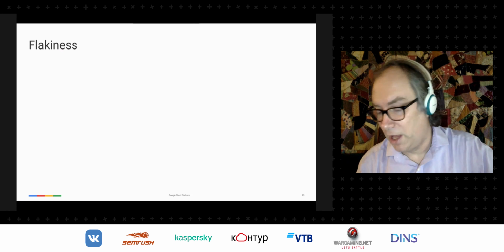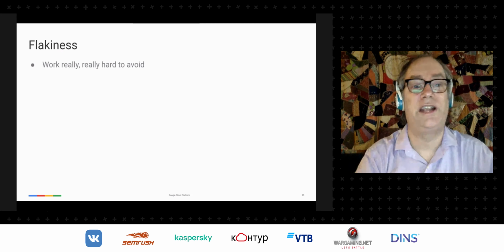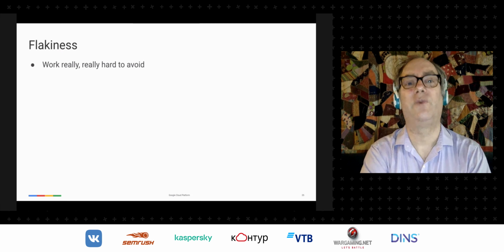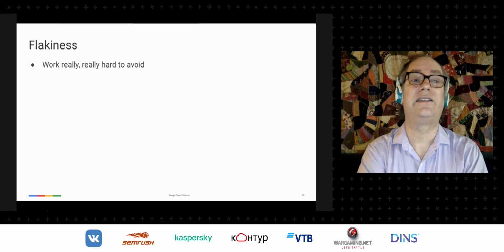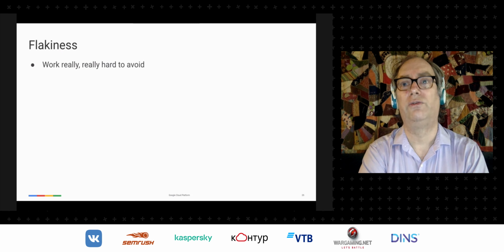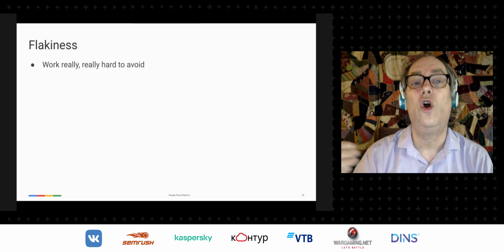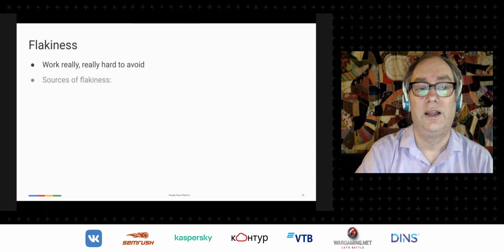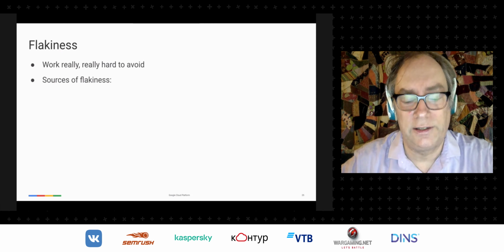Okay, flakiness. This is a big one. This is something you have to watch out for. Flakiness is when sometimes a test passes and sometimes it fails. And you need to work really, really hard to avoid this. If you find you have flaky tests for whatever reason, fix them. It's important because flaky tests cause people not to trust the test framework. They cause developers to ignore real failures. And that eliminates a lot of the benefits of tests.